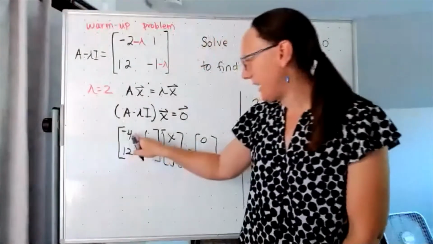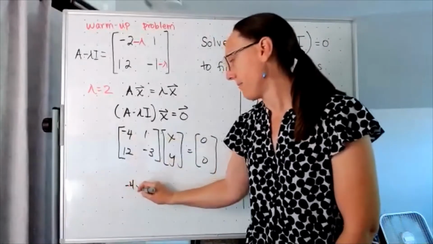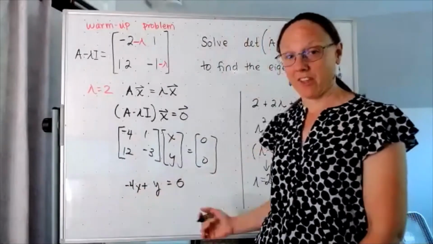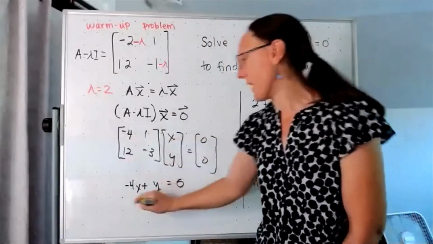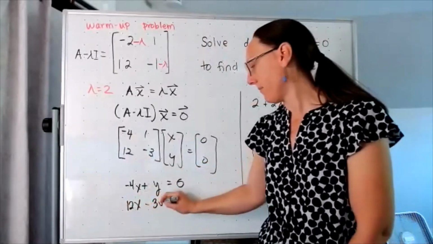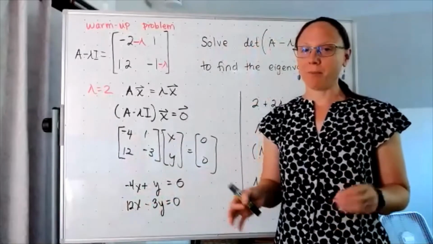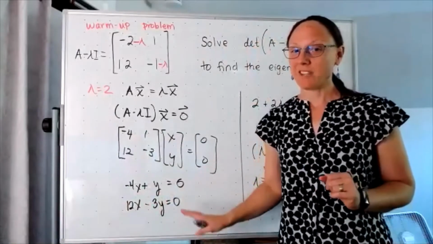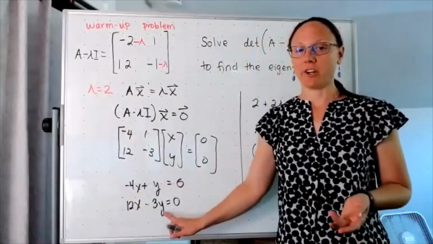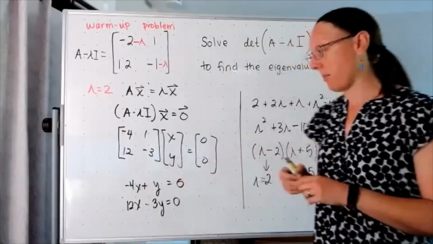I've got -4 times x plus 1 times y. And that's got to be equal to 0. And then our bottom equation would look like 12 times x plus -3 times y. It shouldn't matter which equation we work with because they should be the same. Notice if I take the top equation and I multiply through by -3, it would turn into the second equation. I'm going to choose the one with the smaller numbers.